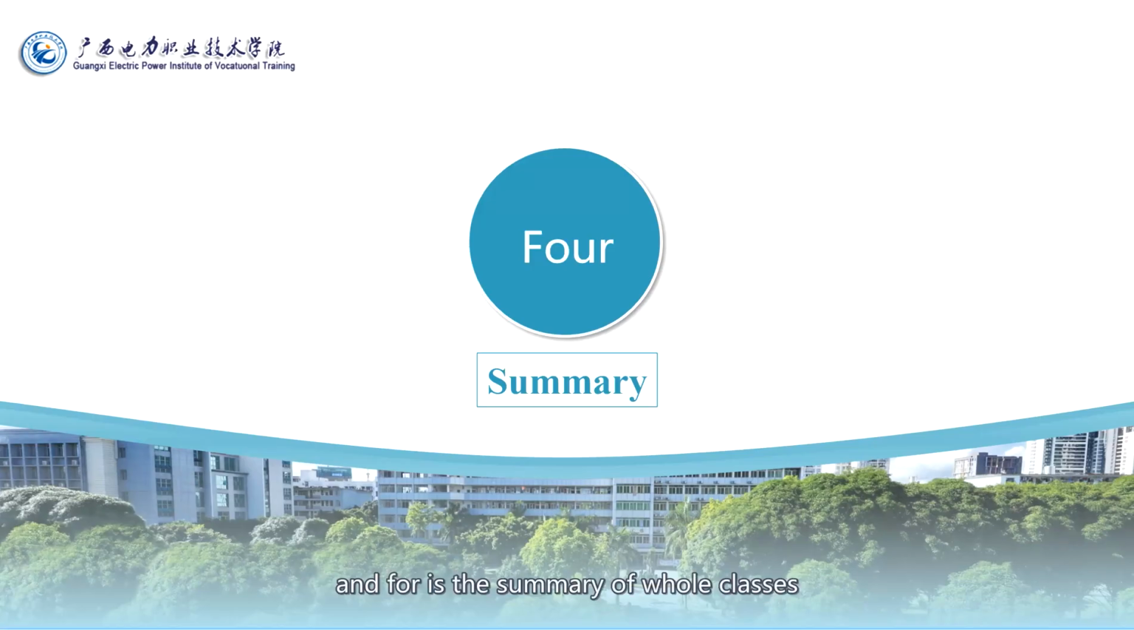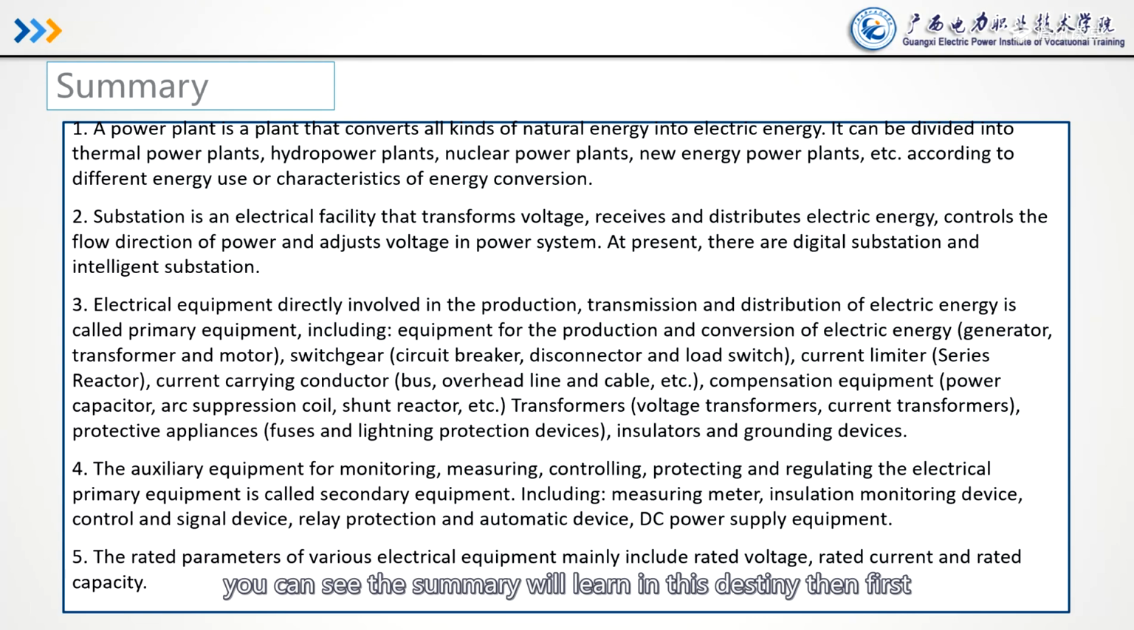And four is the summary of the whole class. You can see the summary of what we learned in this lesson is that, first, a power plant is a plant that converts all kinds of natural energy into electric energy. It can be divided into thermal power plants, hydro power plants, nuclear power plants, and new energy power plants, according to different energy use or characteristics of power energy conversion.